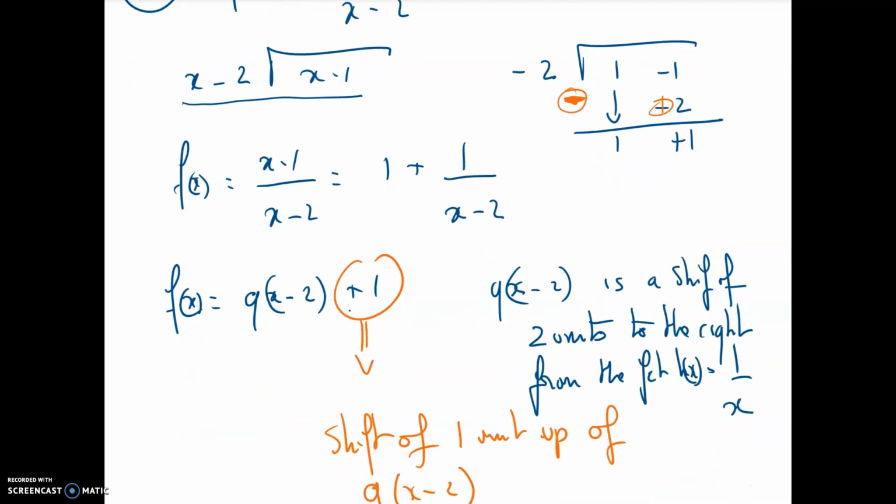So I can see clearly that my function f of x is equal to a function g of x minus 2 plus 1. And g of x minus 2 is a shift of 2 units to the right from the function h of x equal to 1 over x. And this plus 1 corresponds to the shift of 1 unit up of the function g of x minus 2 that we graphed previously.